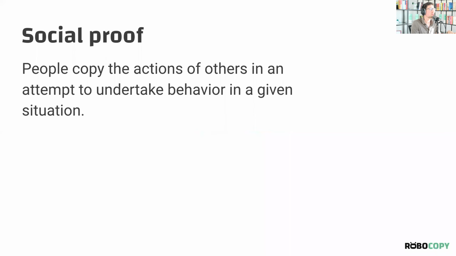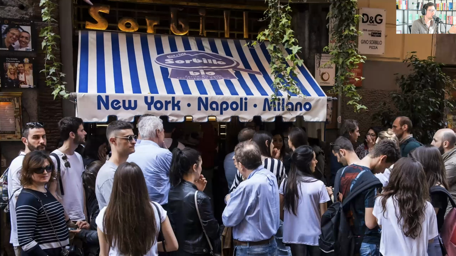So in general, people copy the actions of others in an attempt to undertake behavior in a given situation, right? So that's why, a lot of times when a restaurant is busy, people will go and line up there because it must be good, right? We all know that. Usually you see a street with a bunch of restaurants and one is packed and the others are empty. Why is that? Social proof, right?